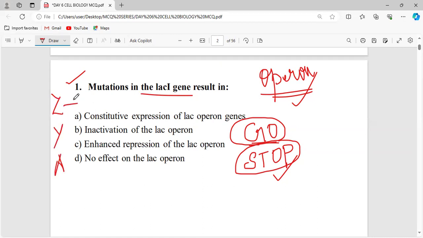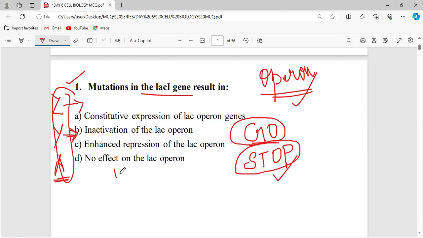Lac Z codes for an enzyme called beta galactosidase, and lac Y is responsible for the permease. This is the one which permeates the lactose inside the organism. That is what a permease enzyme is. And lac A codes for an enzyme called transacetylase. The function of this transacetylase is not well known, but we know that it is responsible for the stability of the operon. And as the name suggests, it is going to add the acetyl group. Okay, and these are the three different structural genes inside the lac operon.